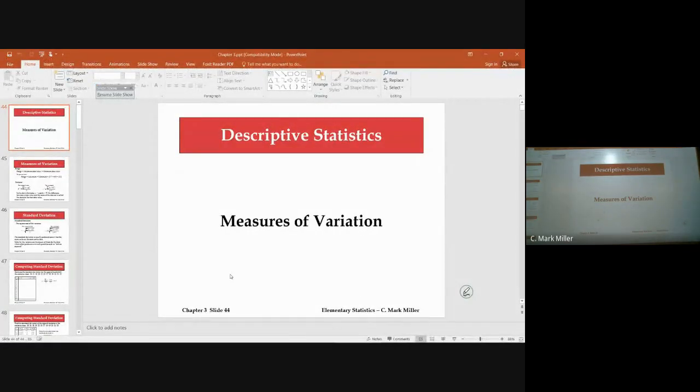We talked about measures of, there's going to be 3 descriptive statistics, types of descriptive statistics we're going to be covering.